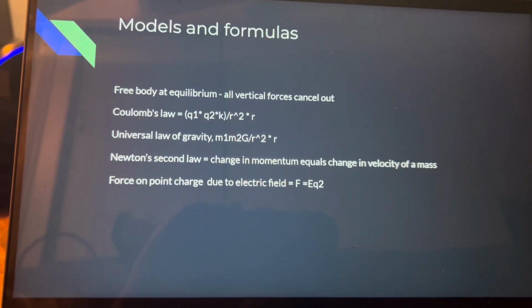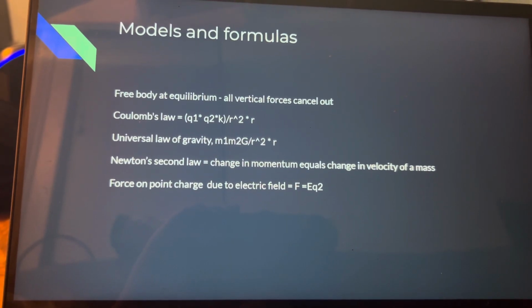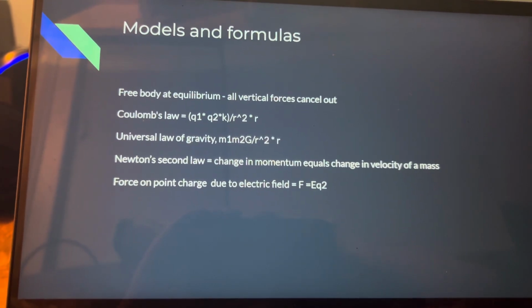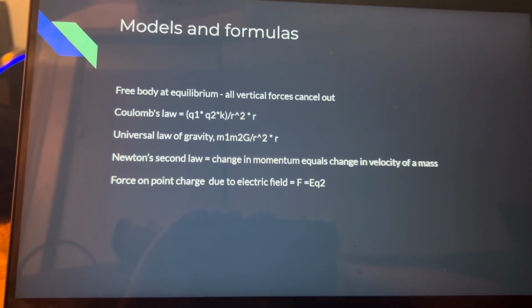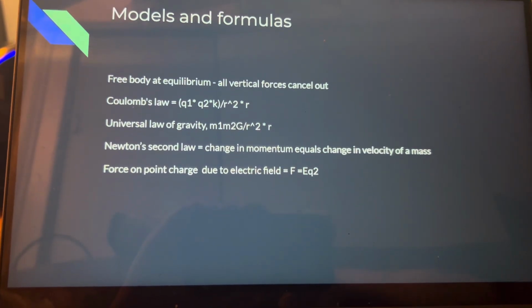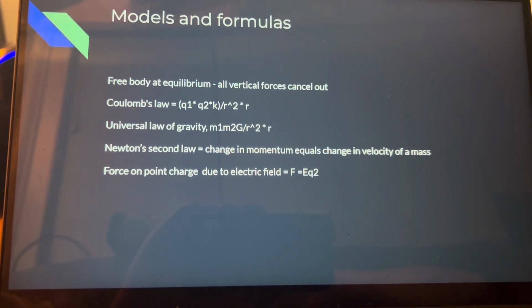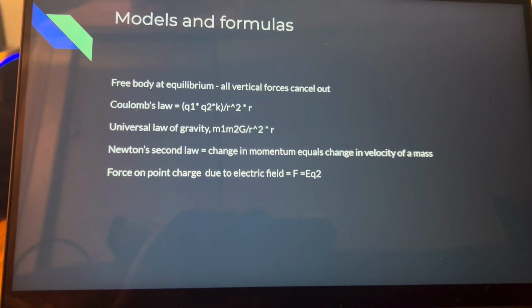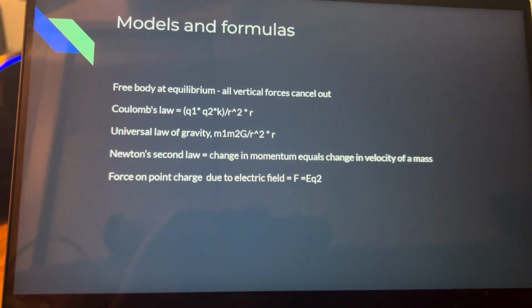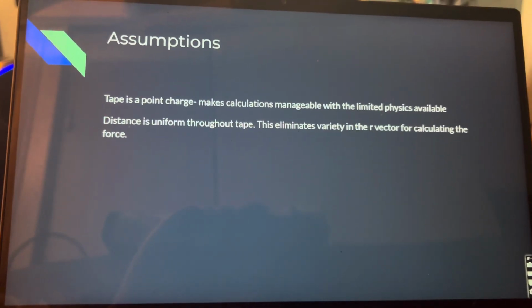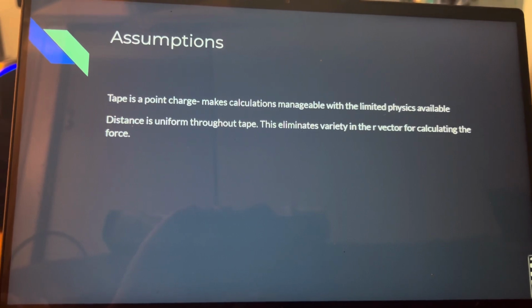And in understanding the relationships between gravity and Coulomb's law, as you'll see in the experiment, when the tape is at rest, there is no change in momentum, which means the net force is zero, which means the force of gravity is the same in magnitude as the force due to Coulomb's law, just in opposite direction, of course, as well as a force on a point charge due to an electric field. The tape is considered to be a point charge, which is under the assumptions.